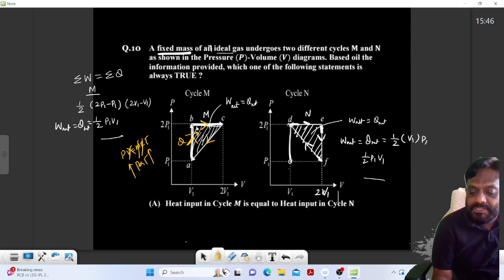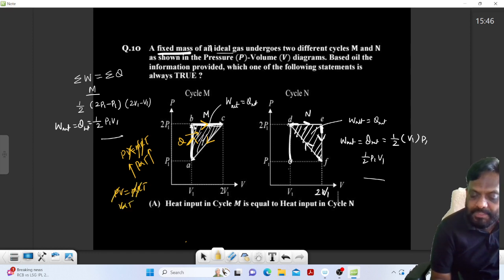Here also, it is a constant pressure process. PV is mRT. m is constant, R is constant, pressure is constant, so volume is proportional to temperature. So here, what is happening? When pressure is constant, volume is proportional to temperature, and volume is increasing. Volume is increasing means temperature should increase. How is temperature increasing? Heat supply.